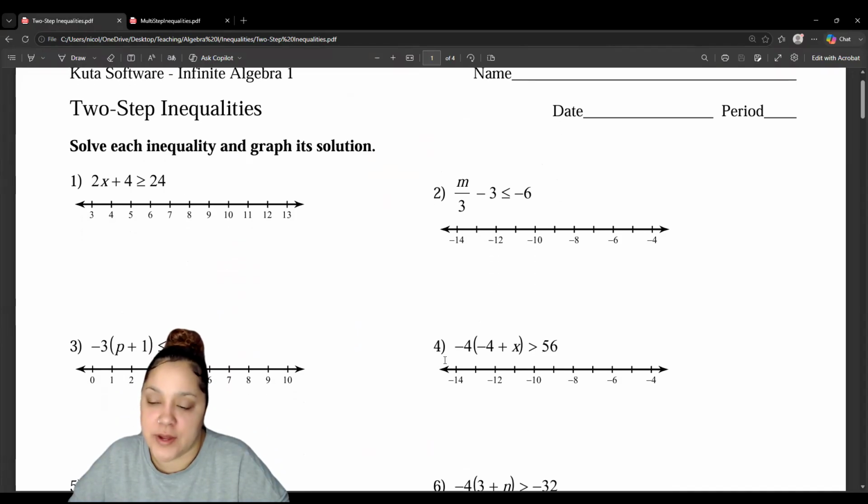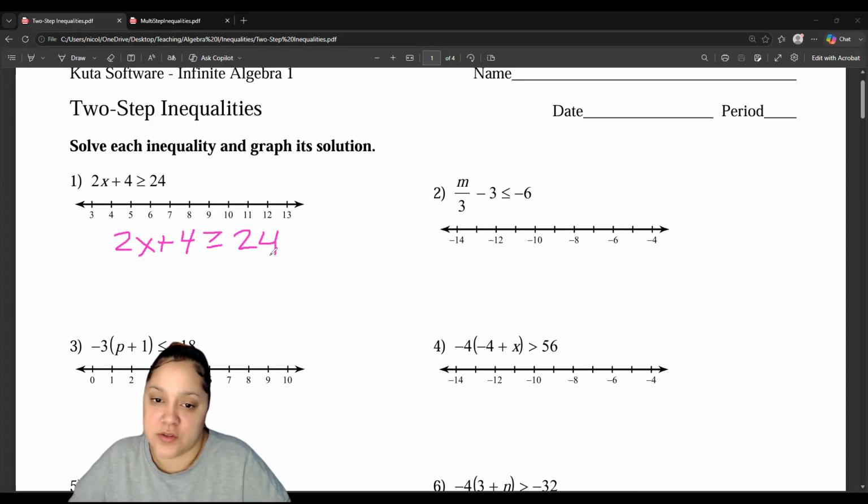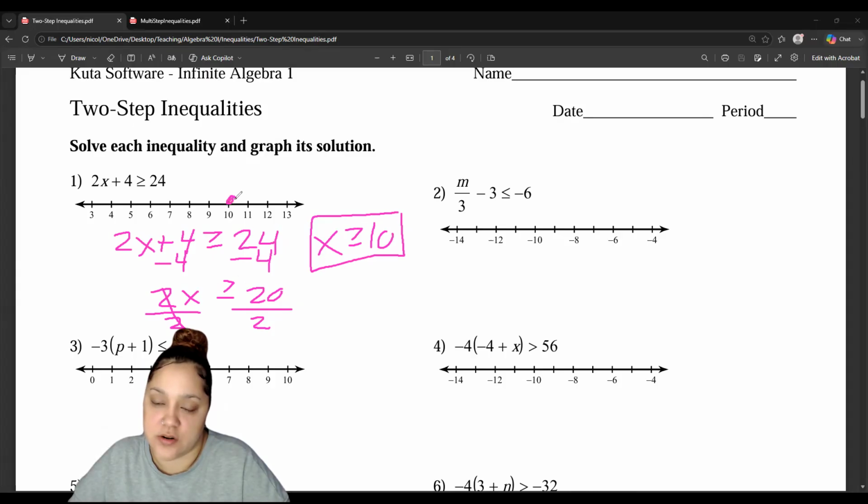All right, so we have 2x plus 4 is greater than or equal to 24. So we want to get, once again, x by itself. In order to do that, you subtract 4 from both sides. You have 2x is greater than or equal to 20. Then divide both sides by 2, and you have x is greater than or equal to 10. And so shaded circle, shade to the right.